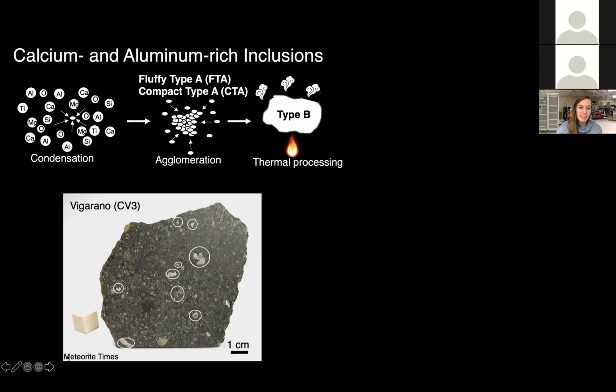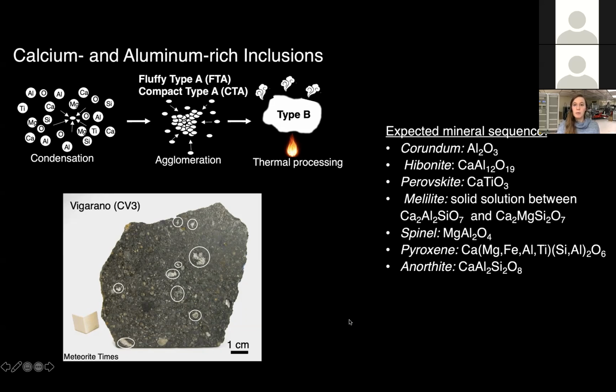Okay, so I'm going to circle the ones that I found, at least. Here are a lot of the weirdly shaped CAIs in Vigarano. And these CAIs, because they're the first solids to condense, are defined to be time zero of the solar system and formed about 4.56 billion years ago.